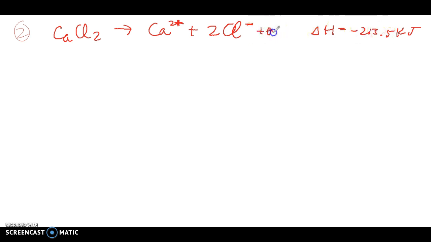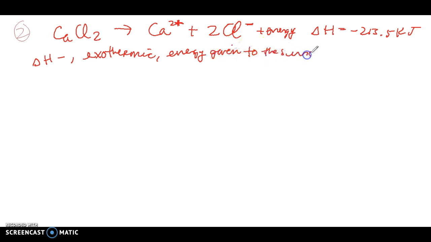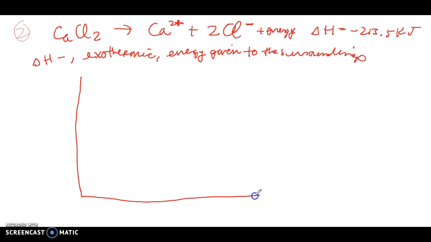So that means that the energy term is going to be on the product side, all right? I can see that it's exothermic because the delta H is negative. That's the only way I can really tell it here. But another way I would know it's exothermic is that energy is given to the surroundings, coming out of the system. That means it's exothermic, okay? And then when I make the graph, it's going to look like this.